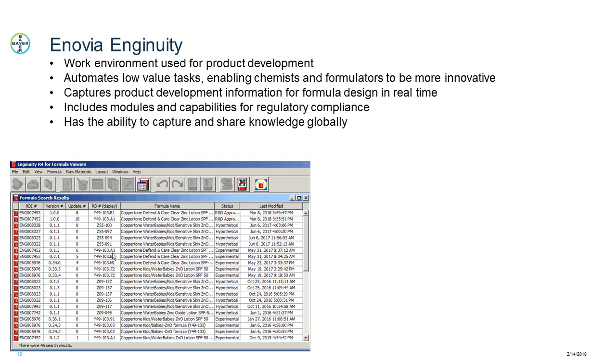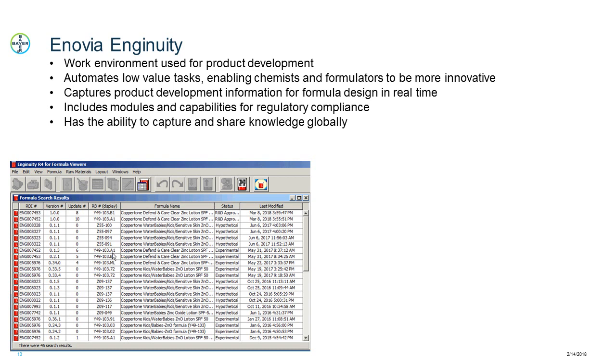So this is our formulations database. As can be seen on the slide, what we're looking at are a bunch of different formulas for some of the Coppertone products as part of the consumer health portfolio. So you can see, again, we have Defending Care, Water Babies, Kids Lotions, and this database will track all of the formulas, the key components.